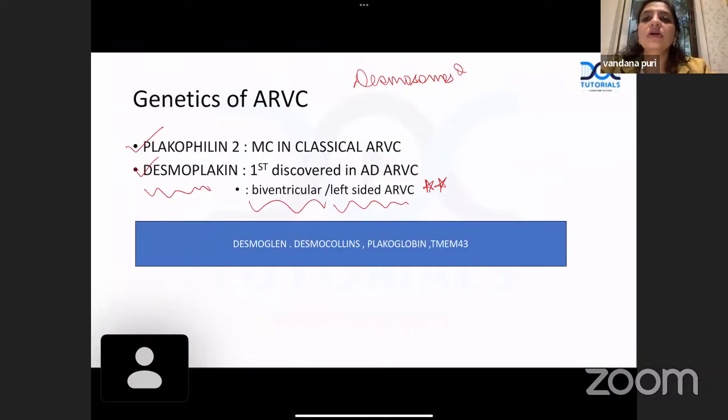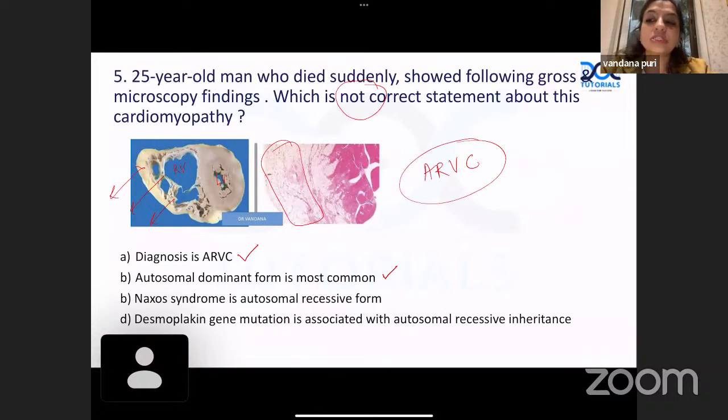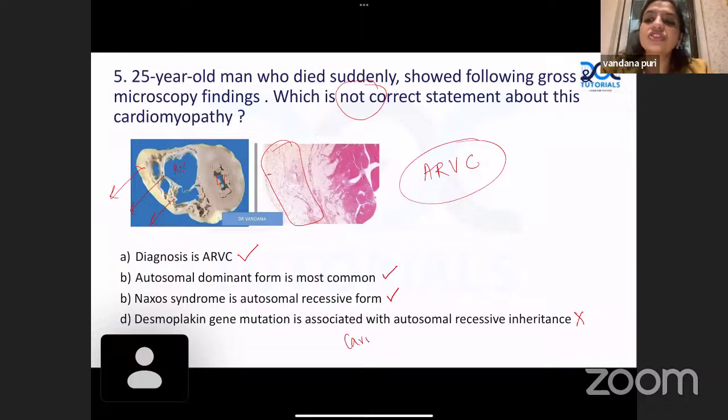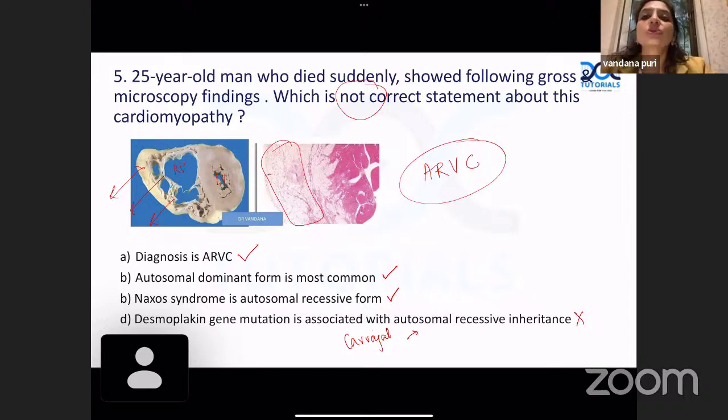So please remember, Naxos syndrome is classically autosomal recessive, correct? Is desmoplakin mutation associated with autosomal recessive inheritance? In isolation, desmoplakin is autosomal dominant, but when it is associated with Carvajal syndrome, then it can be autosomal recessive. Otherwise, most of the time it is autosomal dominant in inheritance. So the take-home message is that the answer here is D.